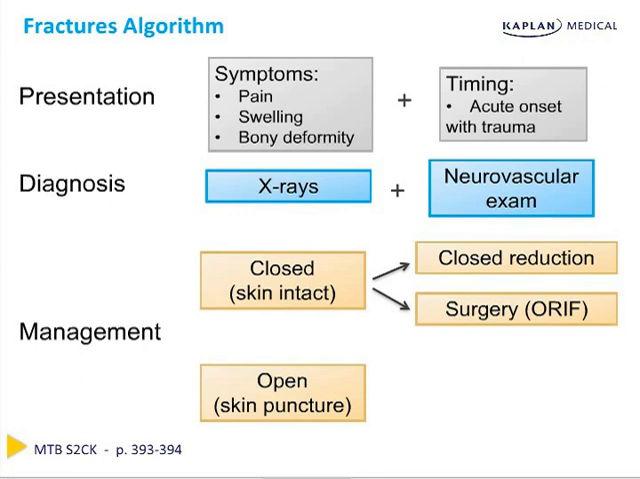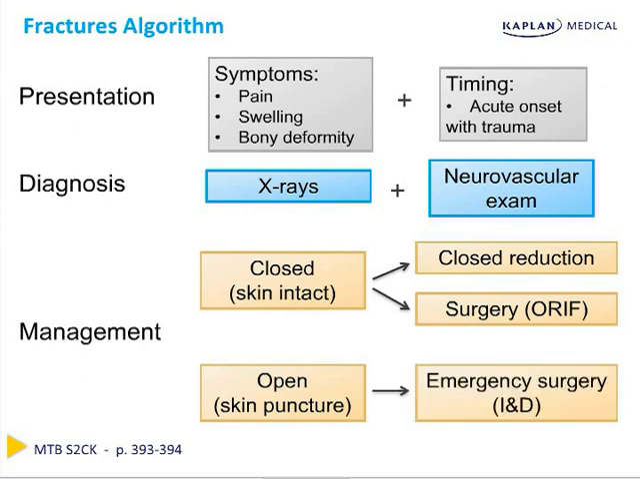Open fractures occur when the skin is punctured. These are much more serious injuries due to the risk of bone and soft tissue infection and thus require an emergency surgery to wash out the injury in a procedure that is known as an irrigation and debridement. Be careful on these questions, as the test may try to trick you by offering antibiotics as the treatment option of choice. Antibiotics may help secondarily, but the correct answer is always emergent surgery.